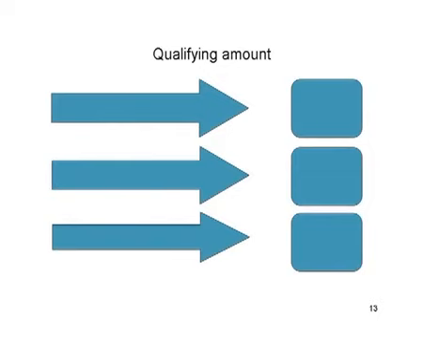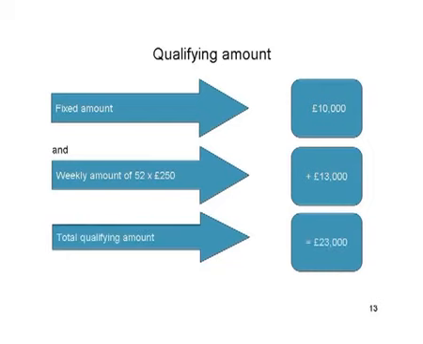If you've been a Shared Lives carer for a full year and there are no other carers in your home, you'll have a fixed amount of £10,000 for a full year. If you've cared for a service user for the full year, then you add 52 times the weekly amount of £250, which is £13,000, to make a qualifying amount of £23,000. Remember, these figures would only apply if you care for a service user for a full year. This may not always be the case.